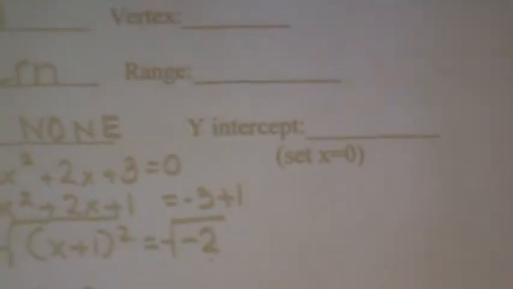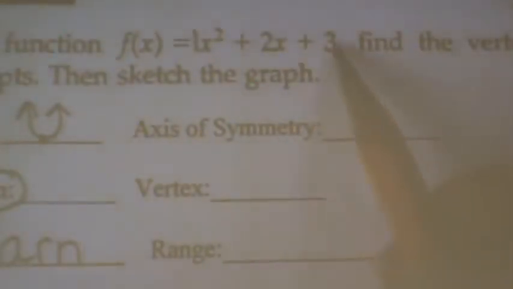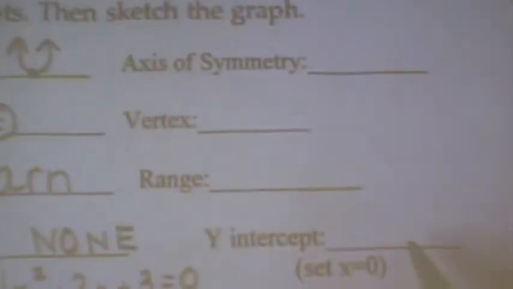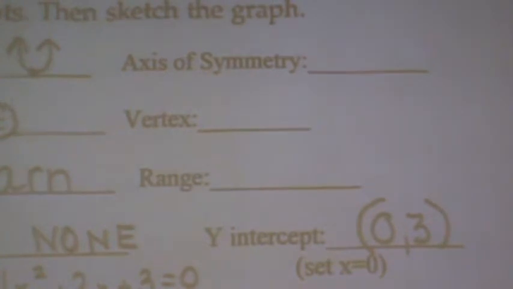How do you find the y-intercept? This is easy. This is the easiest thing. It's this number right here, so 0, 3. Now, how are we going to find these 3 items? Do you recall this formula?